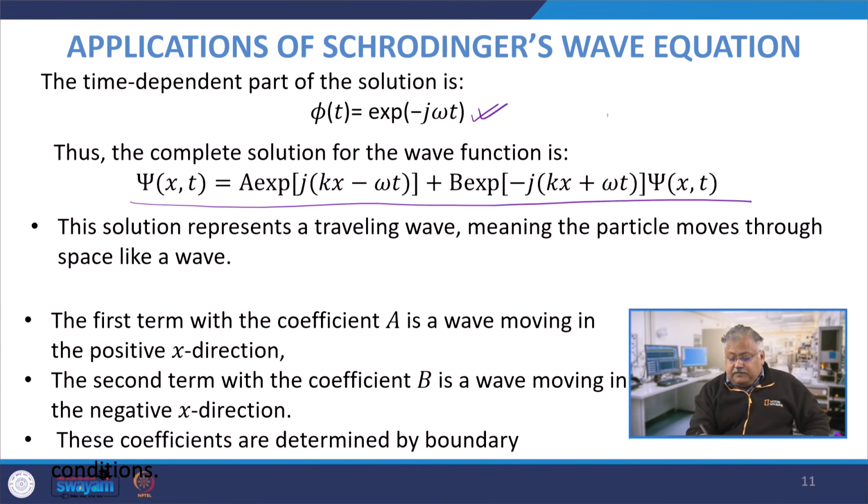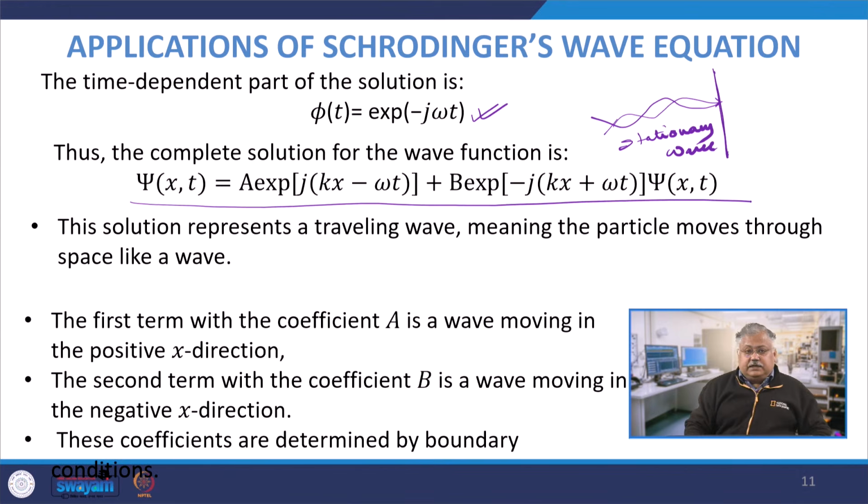You can also have a stationary wave. How is a stationary wave formed? If I have a rebounding surface here, which is a high energy surface, and the wave function strikes here and returns back with a 180-degree phase shift, then this formulates what is known as a stationary wave. A stationary wave will have its own characteristics as well.